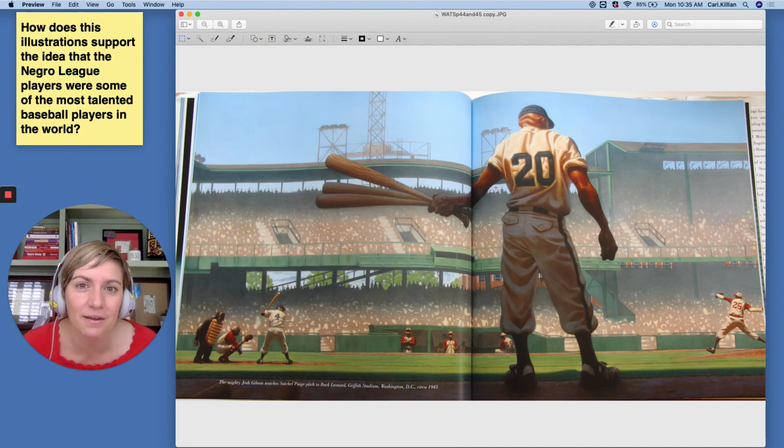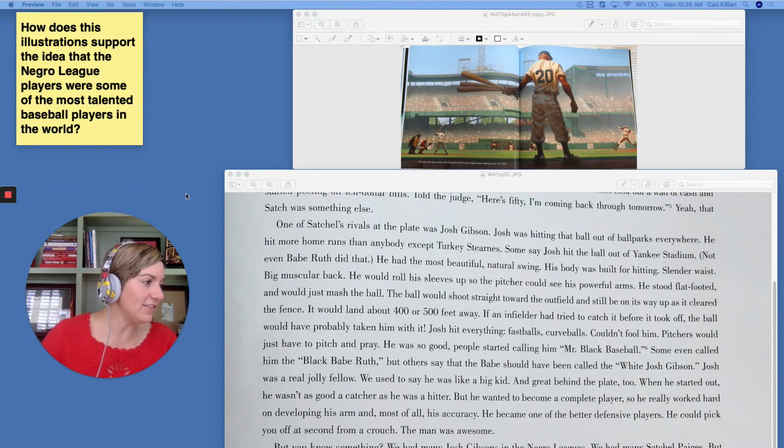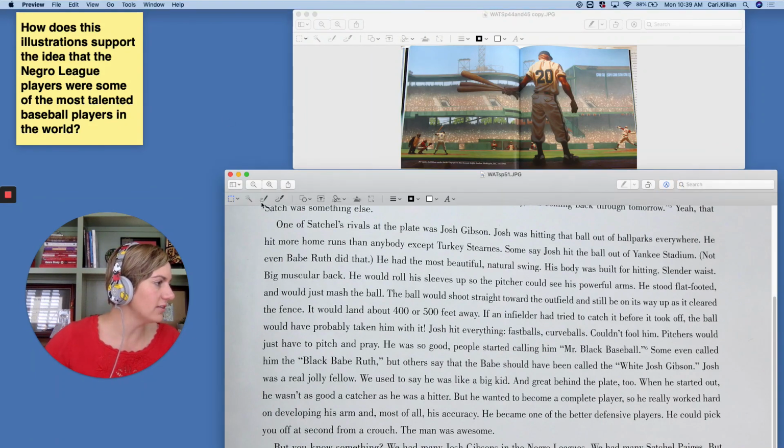Let's see if we can find more evidence in the text to support our understanding of Josh. 51 is on the screen, along with the illustration that we just looked at that shows Josh Gibson. See if you can reread the paragraph that starts with one of Satchel's rivals and find text evidence that supports this illustration's main ideas. Reread it now, and then we'll discuss. So what'd you find? Let's go into the text.